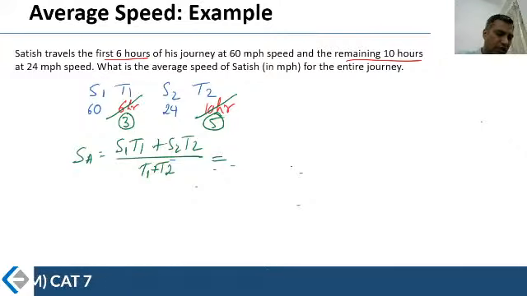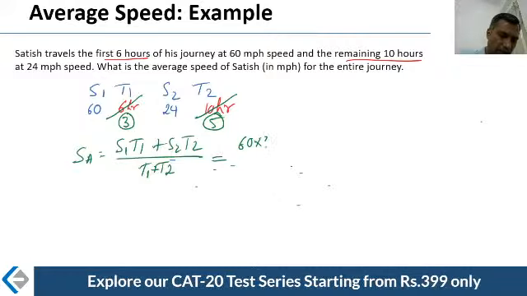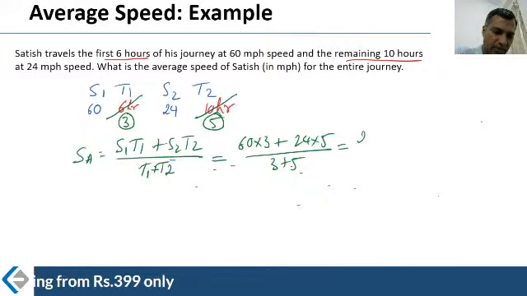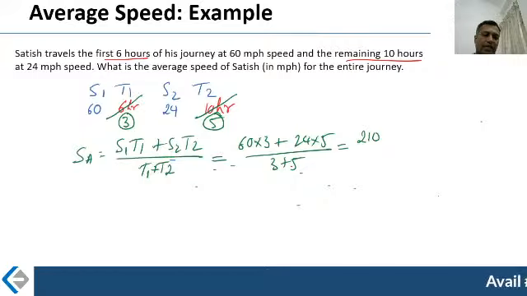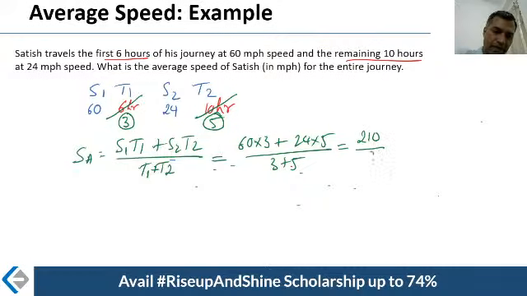Therefore, S1 and T1 give 60 into 3, plus the next one, 24 into 5, divided by 3 plus 5, which is 8. So 60 into 3 is 180, plus 24 into 5, which is 120, gives 300 divided by 8. We can simplify this, that is not a problem. So this is what it means here.